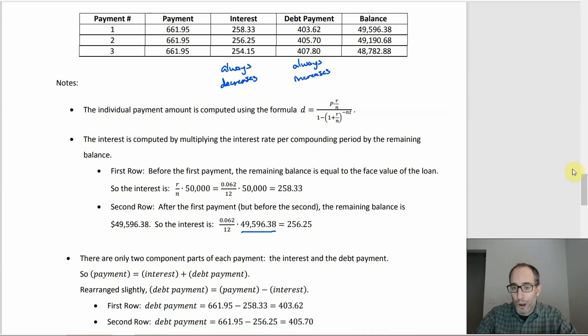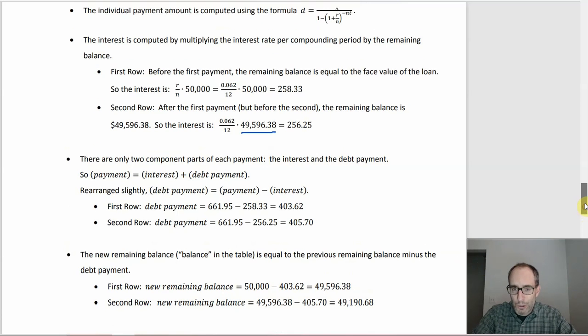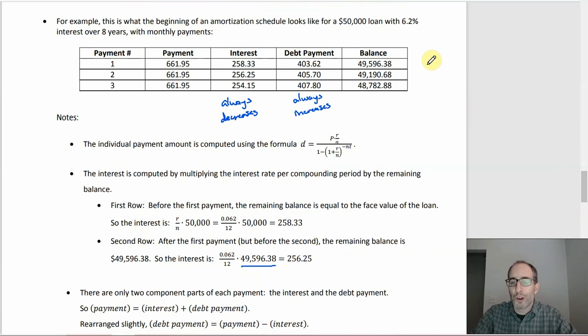And then to get the overall balance, or the remaining balance at the end, that's the previous remaining balance minus the debt payment. So the new remaining balance, which is called balance in the table, that far right column, is the previous remaining balance minus whatever the debt payment is. So if I scroll back up to where we can see the table, for the first row, before that first payment is made, the remaining balance is the face value of the loan. It's $50,000. So to get the remaining balance after the first payment, it's $50,000 minus the $403.62.